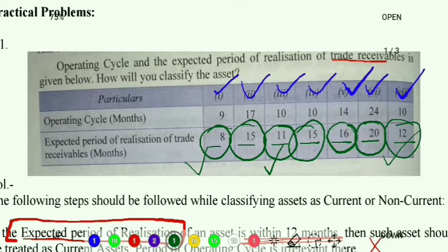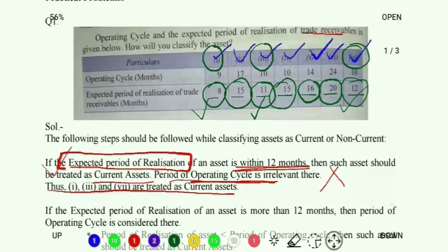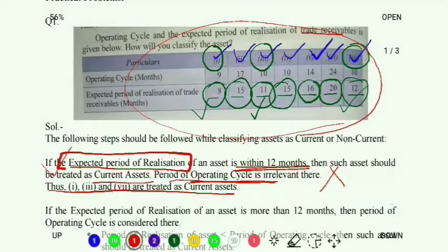Clear? So what did we see? We saw that in our first step we are able to pick 3 assets and easily classify them as current assets. Which are the assets which we have classified? We have classified asset number 1, asset number 3, and asset number 7. Clear? Let's come back to the steps that I have written. Thus, 1, 3 and 7 are treated as current assets. This is what we got in our analysis part. I hope the first step would be clear to every one of you.